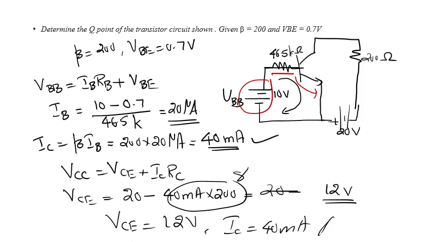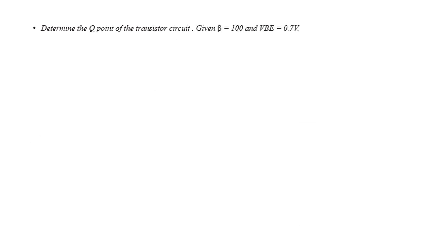Okay, so then the next question is to find the Q point of the transistor circuit. Now here beta is given, VBE is given. Okay, so what is given is beta and VBE. VBE is equal to 0.7. And our circuit is like this.